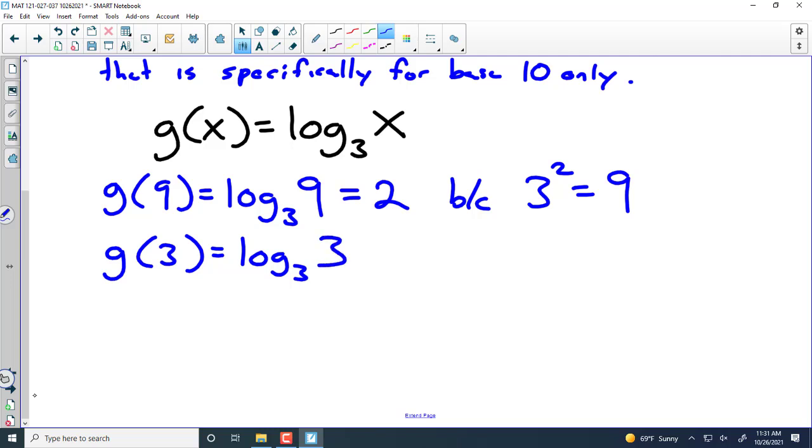What's the answer to this one, class? 1. Can you justify that for me? Can you tell me why? Because 3 to the first power is 3. Perfect. That's exactly how you know that. Well done. How about this?